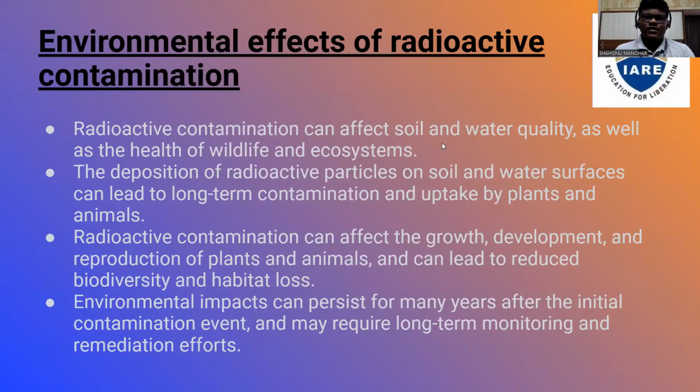Environmental effects of radioactive contamination. Radioactive contamination can affect soil and water quality, as well as the health of wildlife and ecosystems. The deposition of radioactive particles on soil and water surfaces can lead to long-term contamination and uptake by plants and animals. Radioactive contamination can affect the growth, development, and reproduction of plants and animals and can lead to reduced biodiversity and habitat loss. Environmental impacts can persist for many years after the initial contamination event and may require long-term monitoring and remediation efforts.